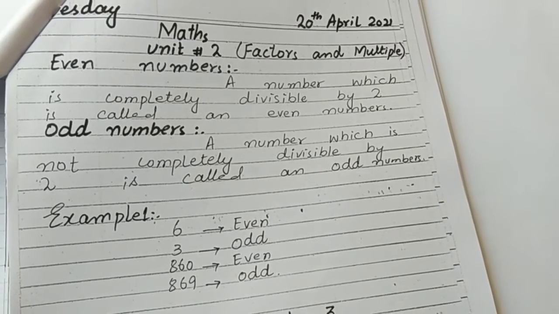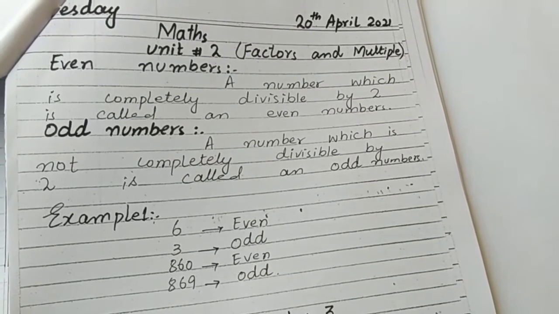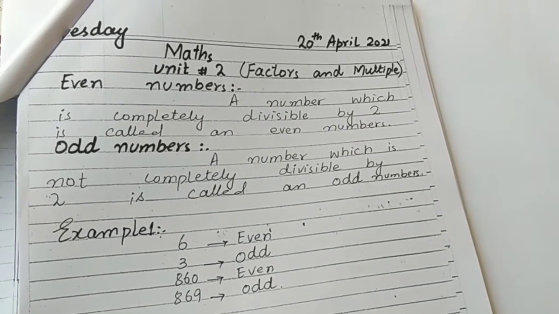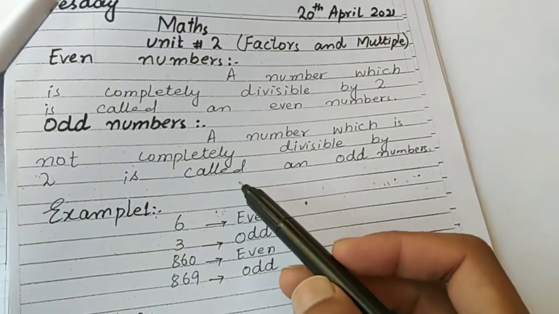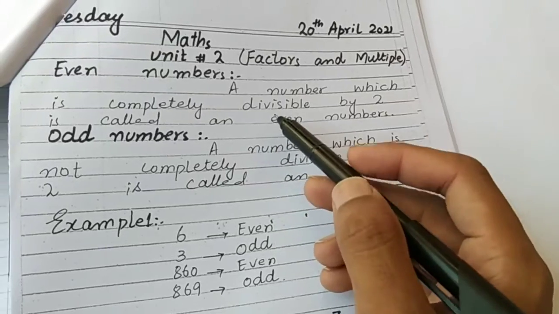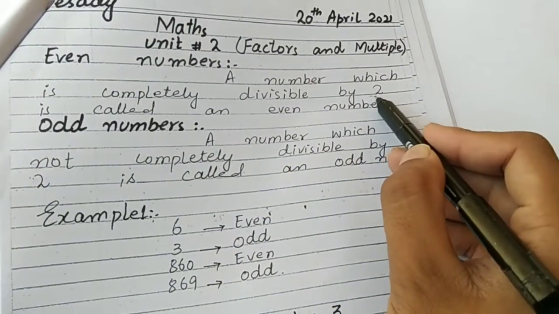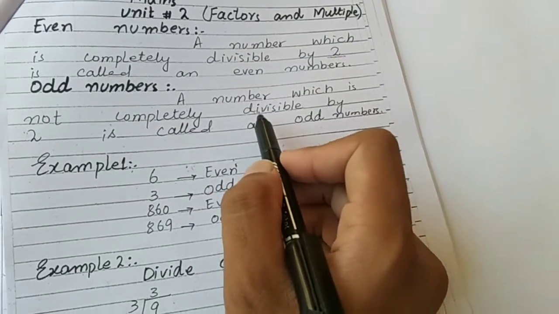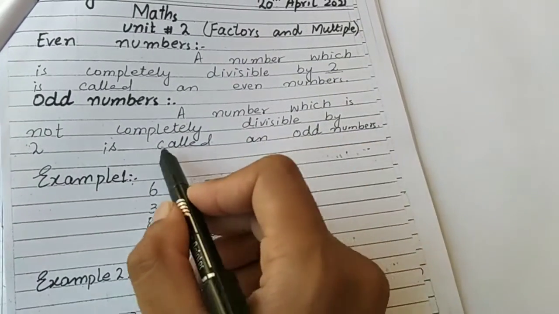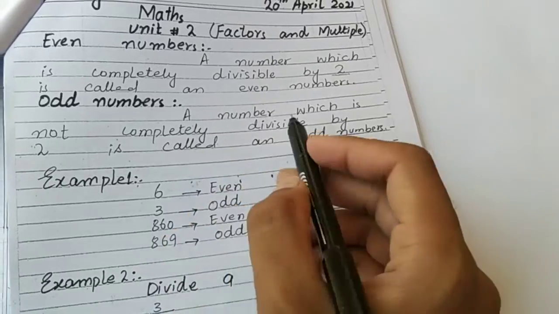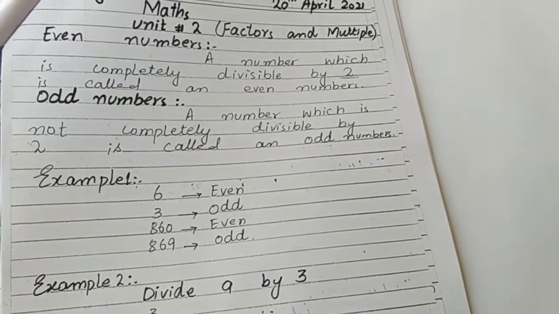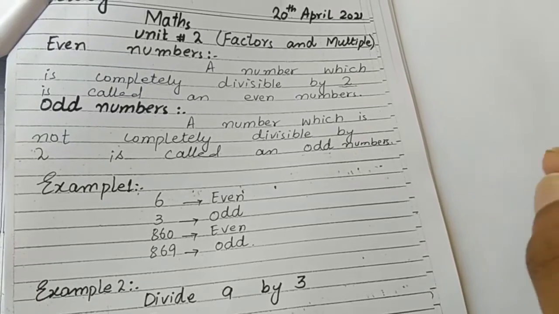Now moving to unit number 2, which is factors and multiples. Before getting started, we have to know about these terms: what is an even number and what is an odd number. Even numbers are those which are completely divisible by 2. Odd numbers are those which are not completely divisible by 2. You should have a clear concept about what even numbers and odd numbers are.